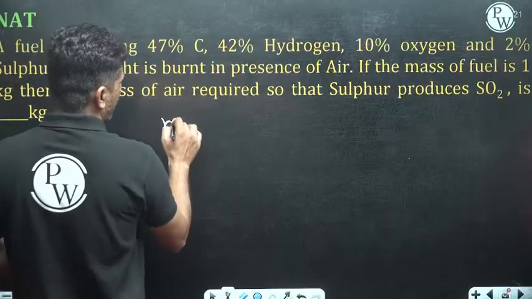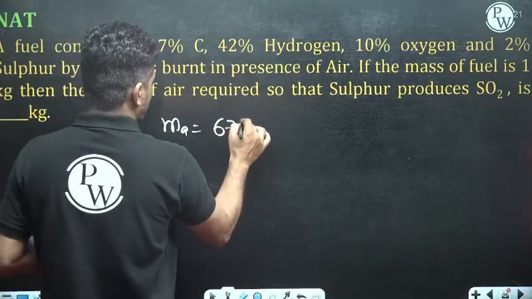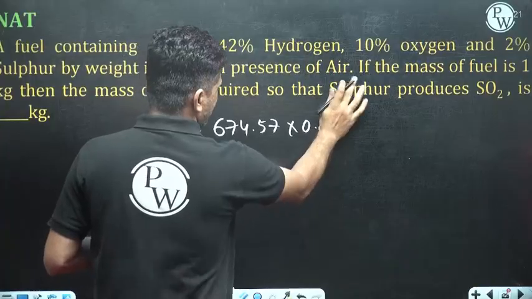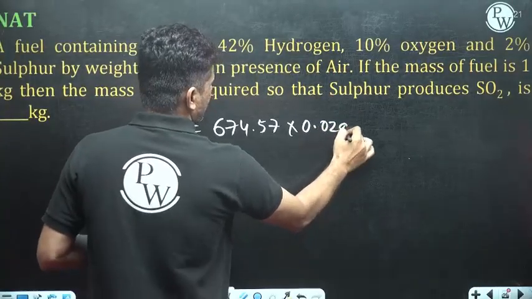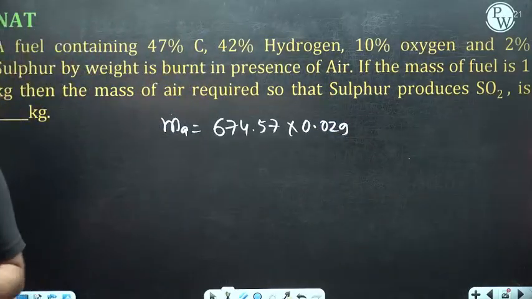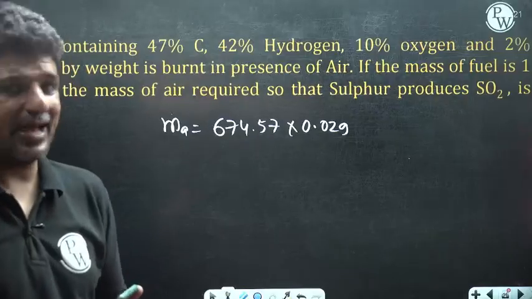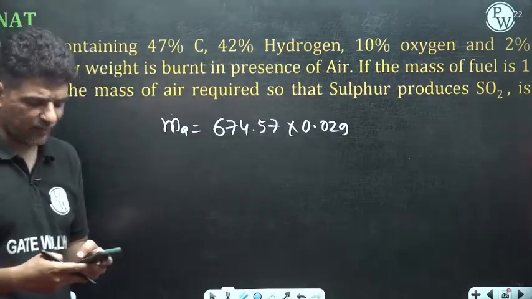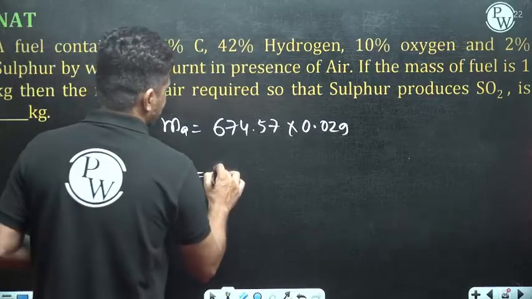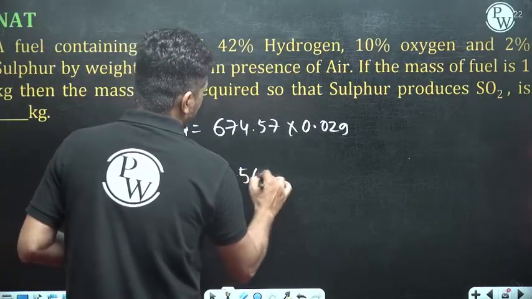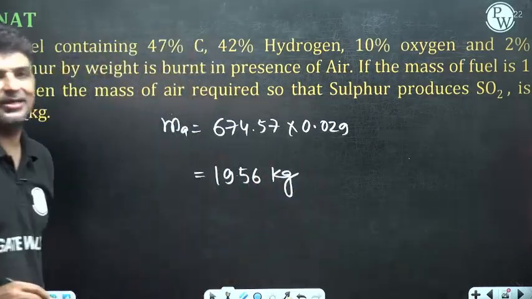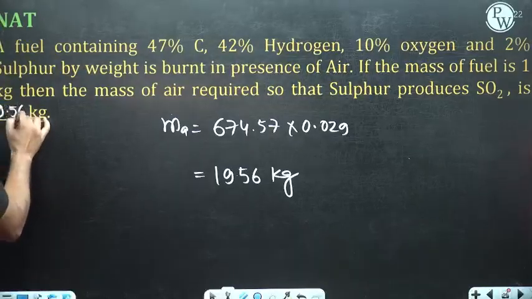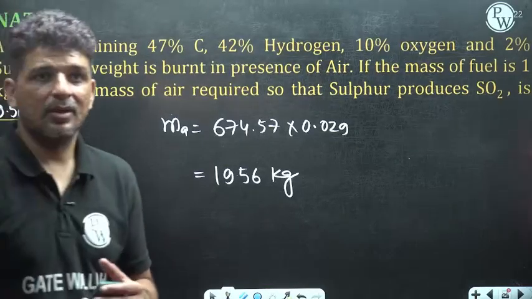So mass of air will be equal to 674.57 multiplied by 0.029, since one mole of air weighs 29 grams. When I multiply by 0.029, we will have 19.56. So 19.56 kg of air is required. So the answer will be 19.56. Understood?